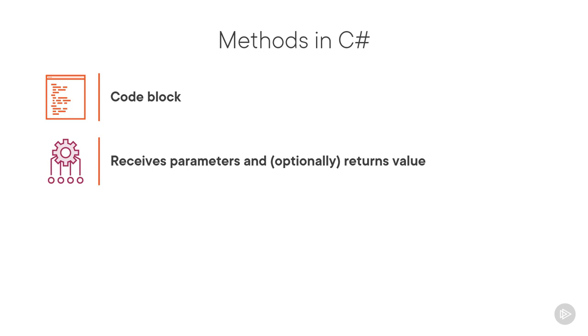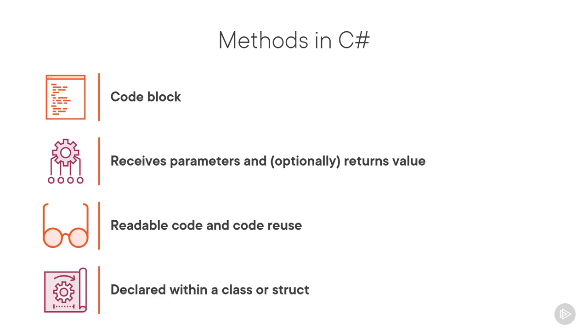By placing our code in methods, and thus not creating a long list of statements, we definitely improve the readability of the code. But not only that, methods also help with code reuse. When creating applications, you'll often do the same thing as I mentioned before. By putting this functionality inside of a method, you can invoke that method from different places within your application, hence improving code reuse. Finally, methods always need to be declared inside of a class or a struct.